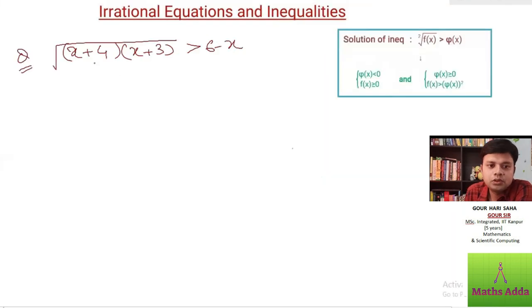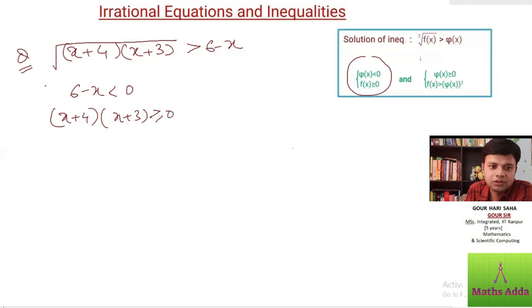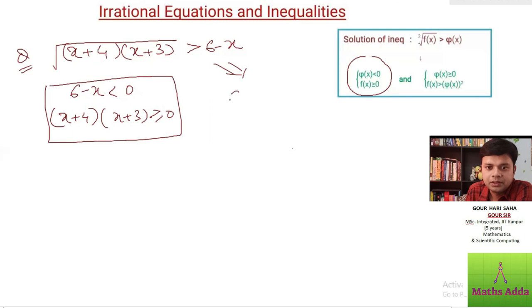The example is root under (x plus 4)(x plus 3) is greater than 6 minus x. So I will focus first on psi x less than 0, that is 6 minus x less than 0. And then what? f(x) is greater than or equal to 0, (x plus 4)(x plus 3) greater than or equal to 0. This is the first part. The second part is where 6 minus x is greater than or equal to 0, and (x plus 4)(x plus 3) is greater than or equal to 0.